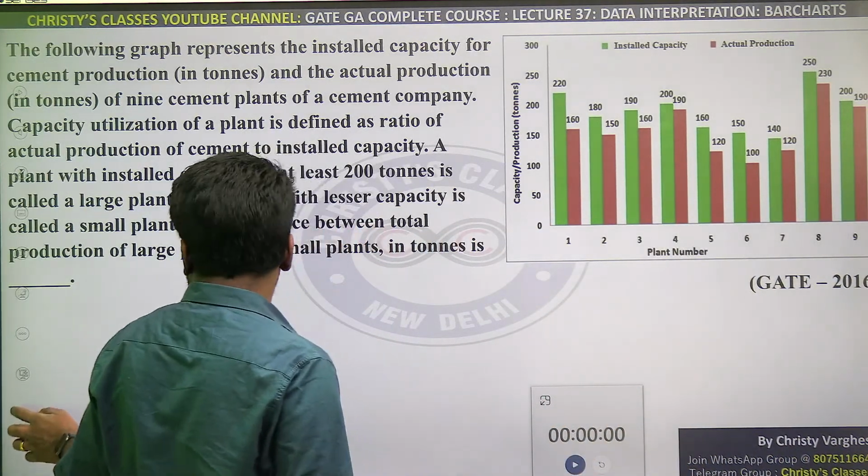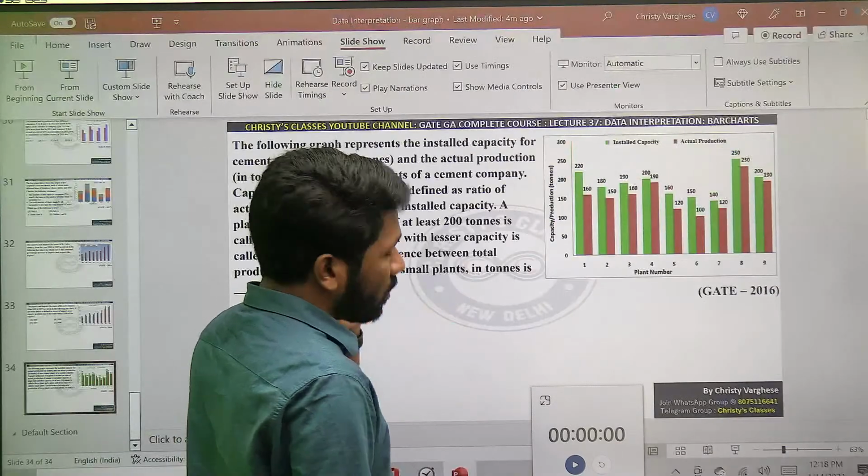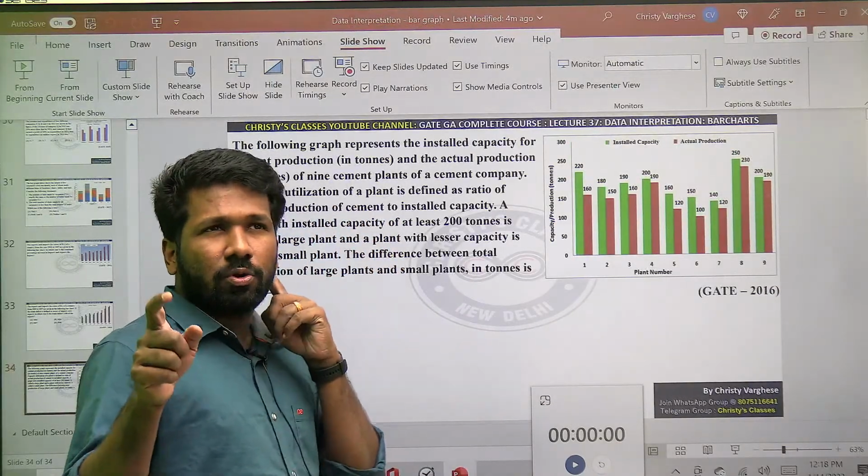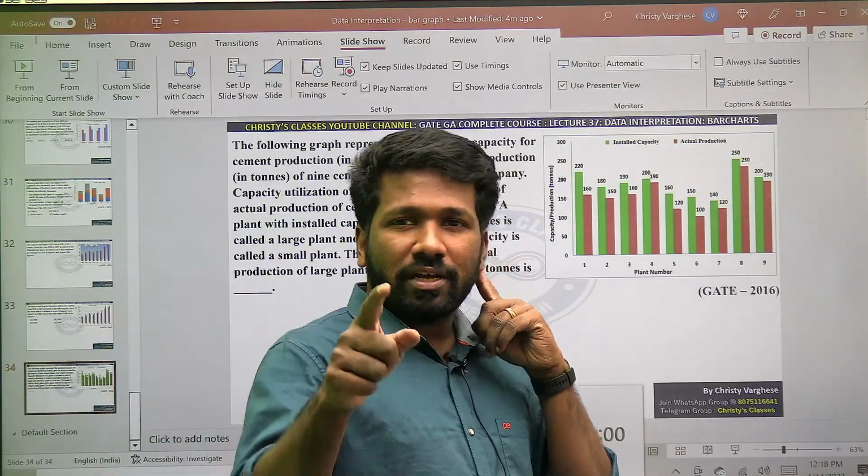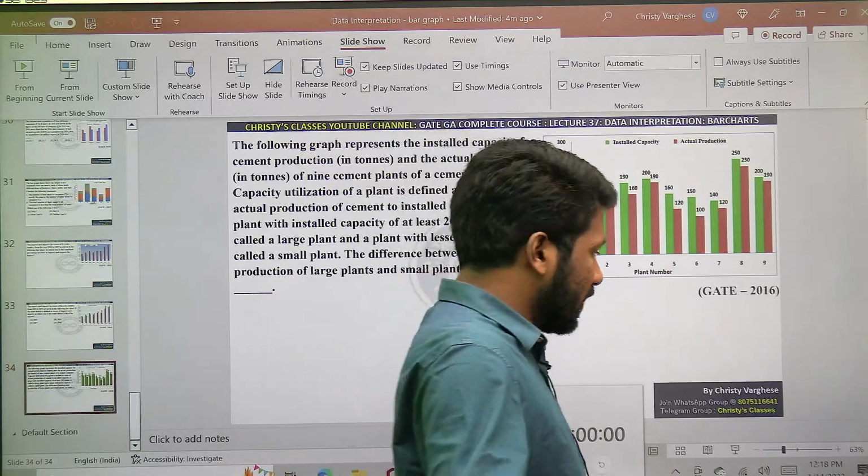Tomorrow we will come up with the next data representation chapter or data interpretation chapter. I think tomorrow is table or pie chart, that you can check in the schedule I have given earlier.